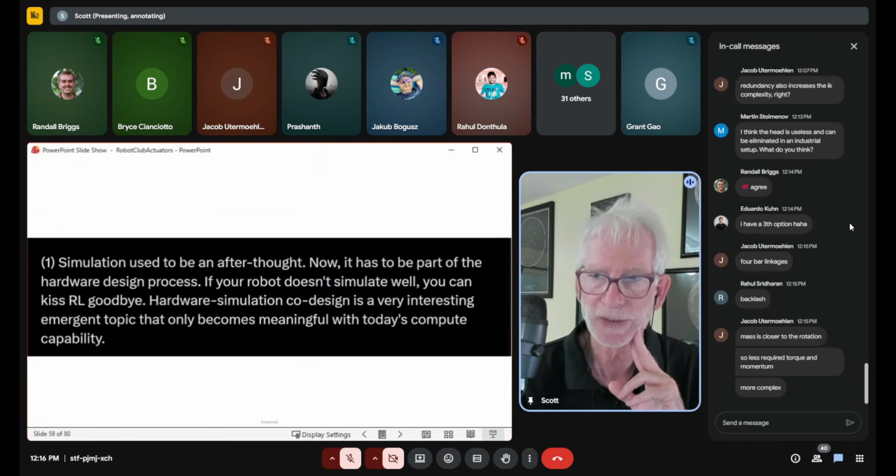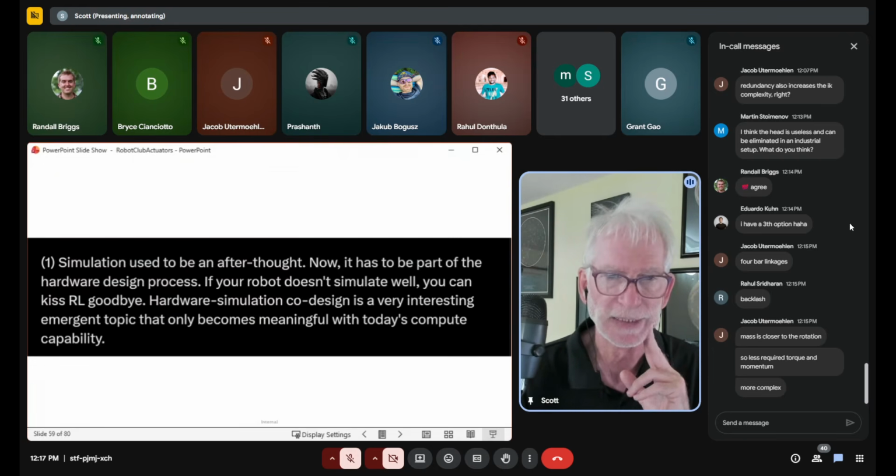If your robot doesn't simulate well, you can kiss RL goodbye. Hardware simulation co-design is a very interesting emergent topic that only becomes meaningful with today's compute capability. Okay, that's very important. And Jim is in the enviable position that he can dictate to the hardware companies how they have to design their hardware to match simulation. 40 years ago, it was the other way around.